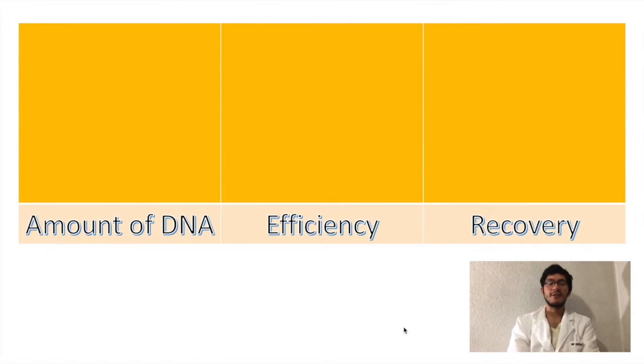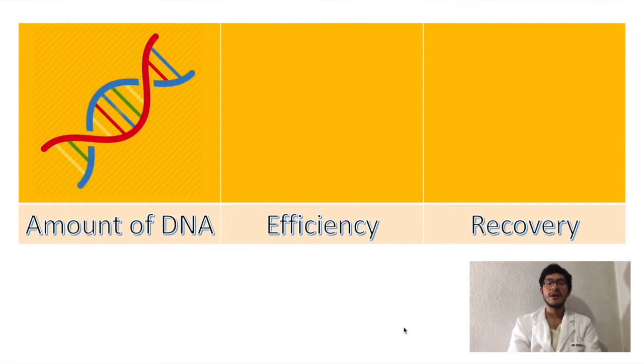Amount of DNA. The amount of DNA recommended is from 1 to 10 nanograms in up to 5 microliters for 100 microliters of cells. In the case of electroporation, less DNA is used than in transformation by chemical method.